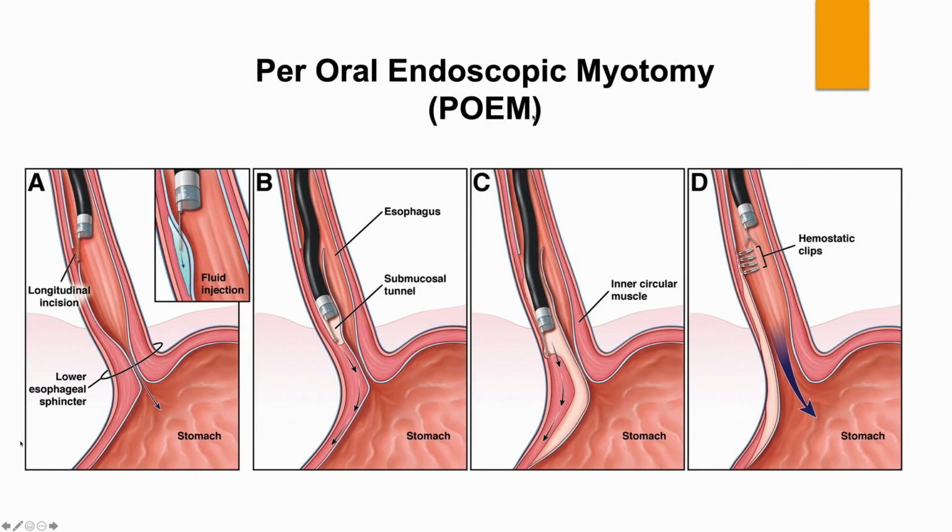And last but not least is the POEM. And here's a little image of how they do that. They take the endoscope. Remember, it's done all endoscopically. They create this little submucosal tunnel, and then they clip it, so it removes that muscle in that area. So those are different treatments for achalasia.